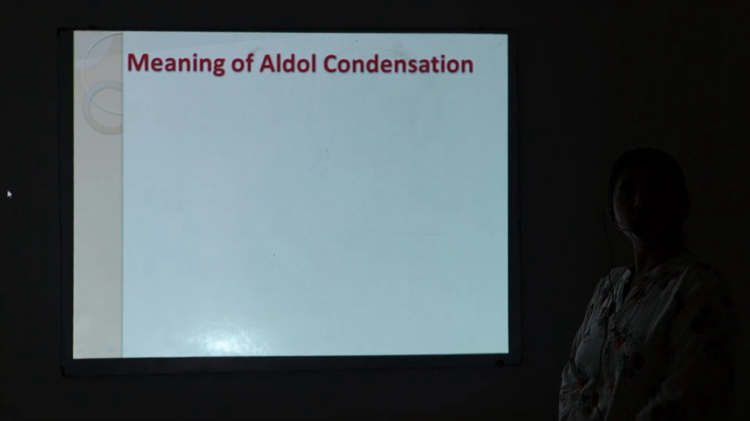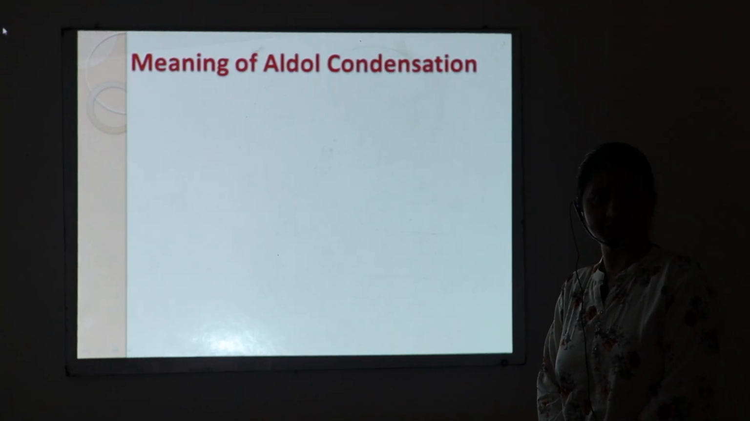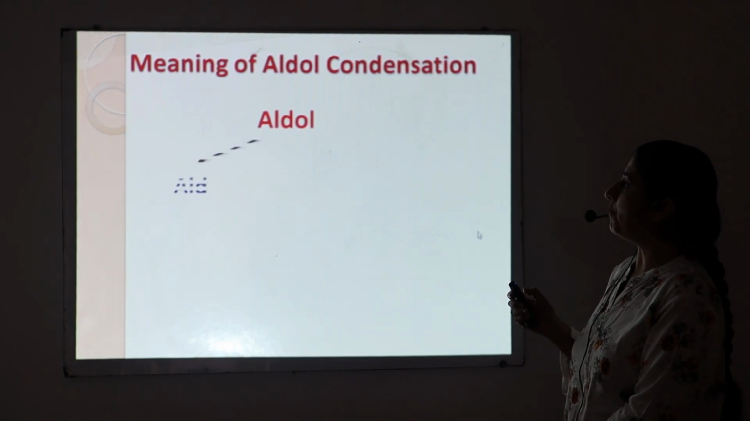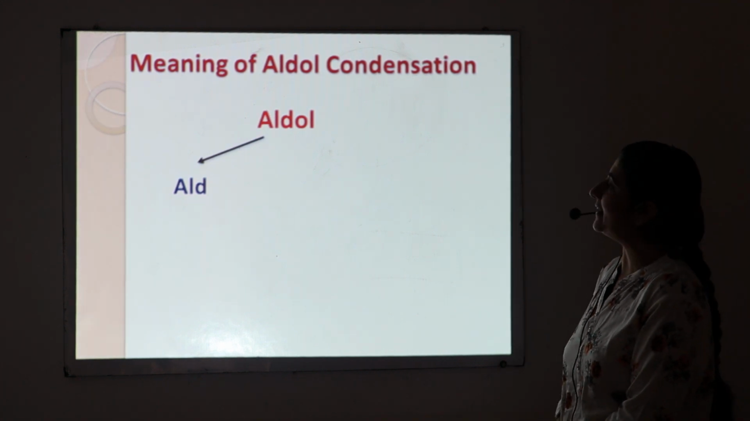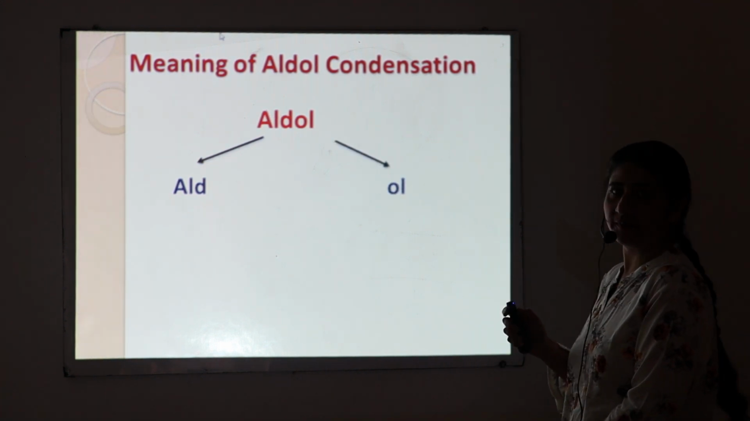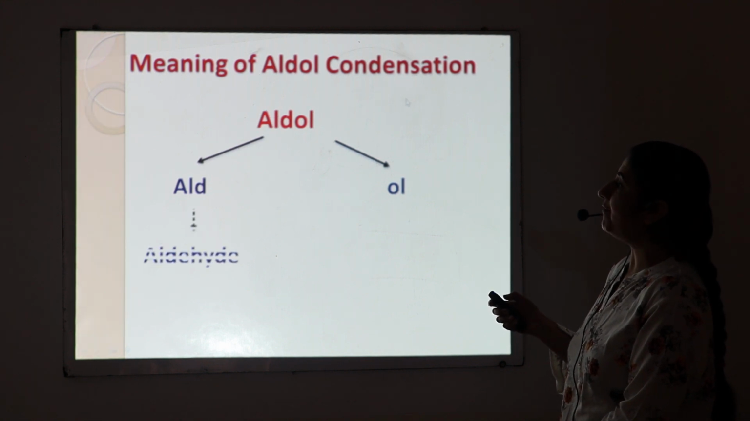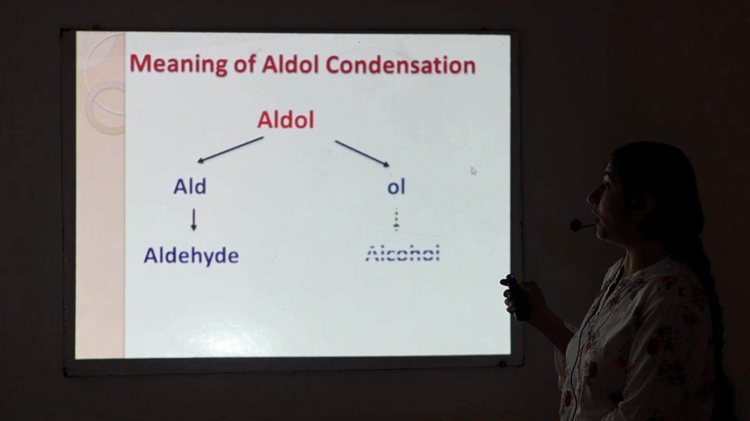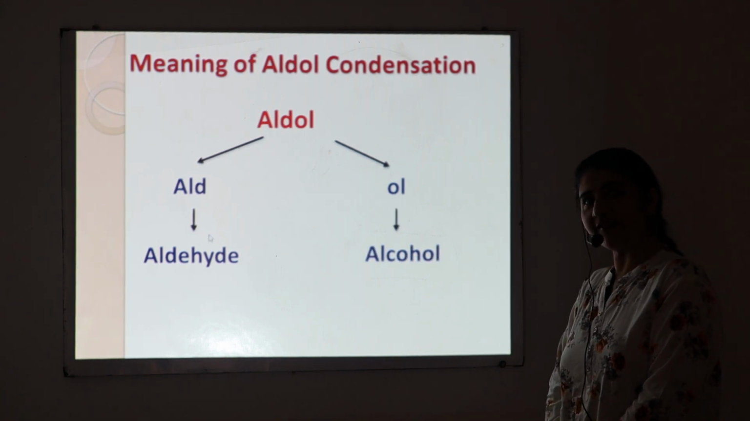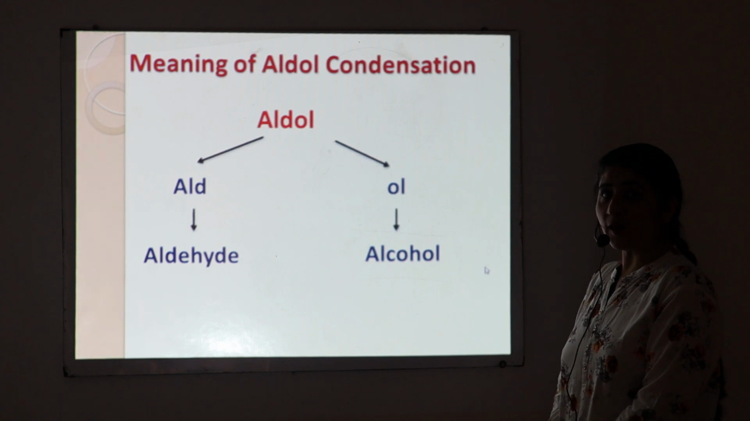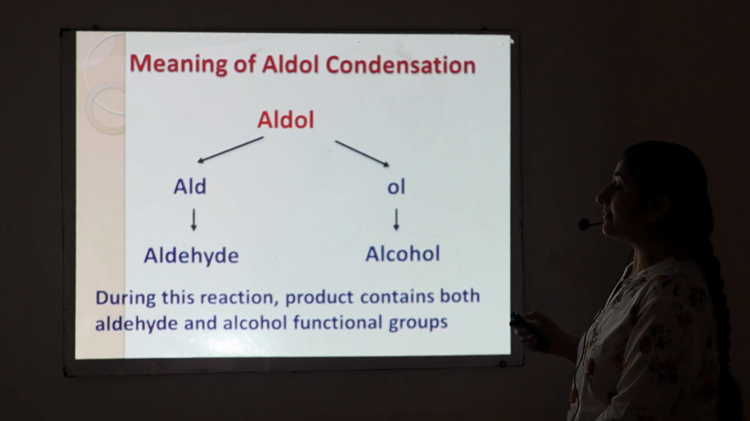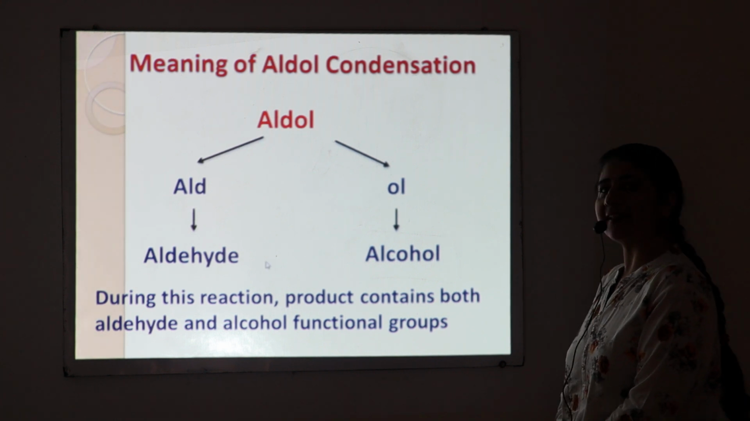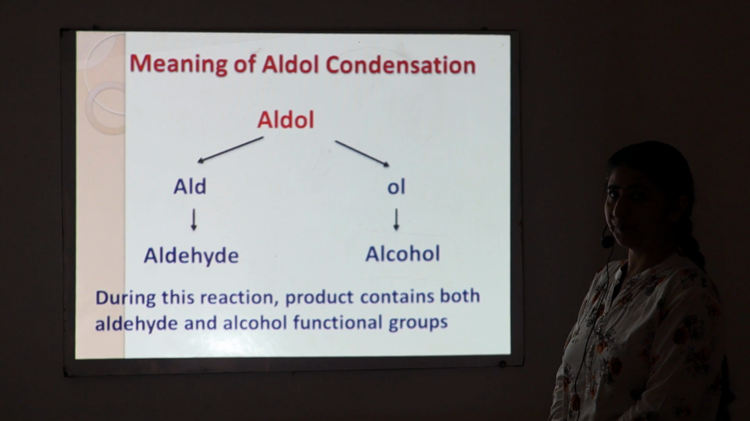First of all, I will discuss what is the meaning of aldol condensation. Aldol is formed by the combination of two words: al and ol. Al is derived from the word aldehyde, whereas ol is derived from the word alcohol. Why is this reaction called aldol? Because the product formed in this reaction contains two functional groups: one is aldehyde and the second is alcohol.